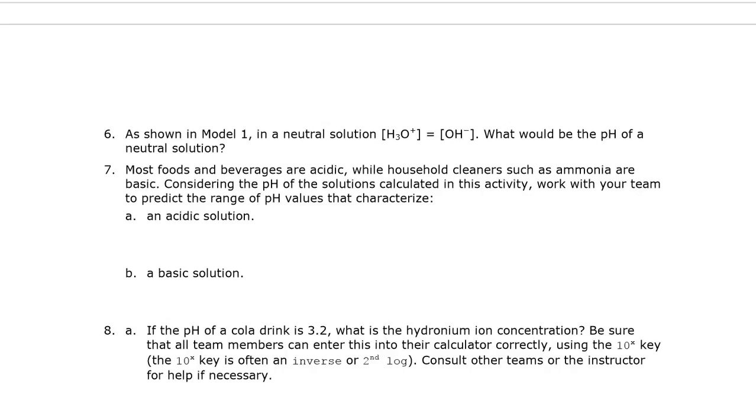As shown in Model 1, in a neutral solution, the hydronium ion concentration is equal to the hydroxide ion concentration. What would be the pH of a neutral solution? Write your answer now. Okay, I think you probably have an idea that the pH of a neutral solution is 7.